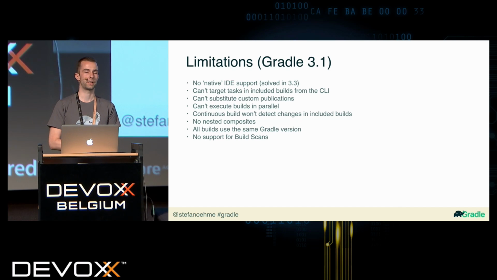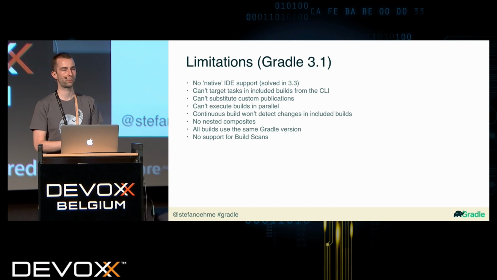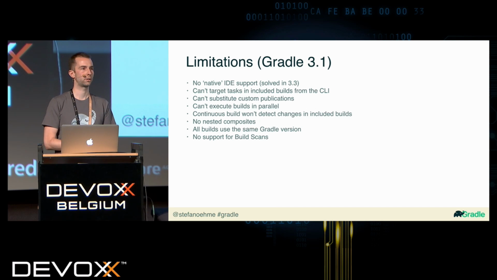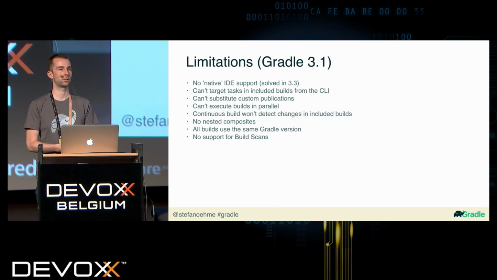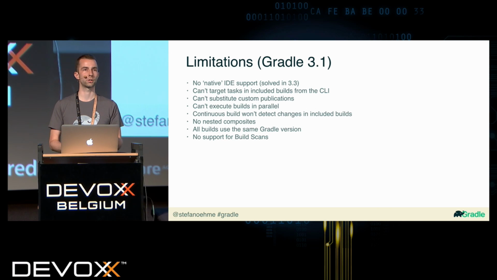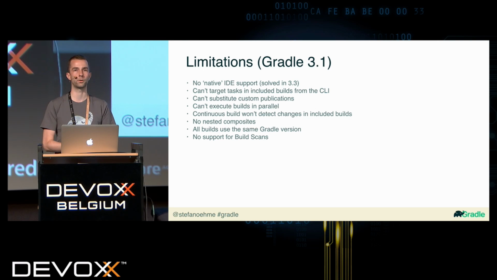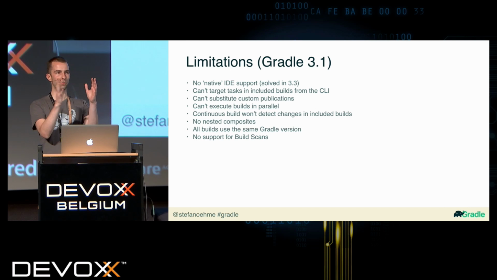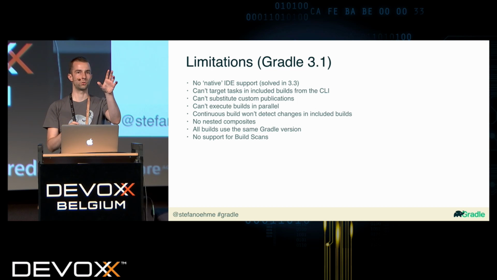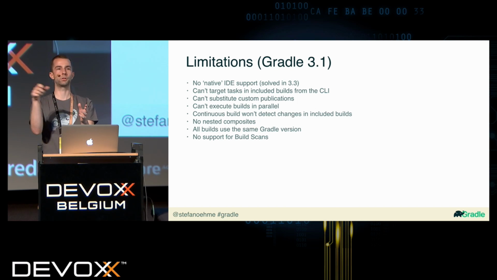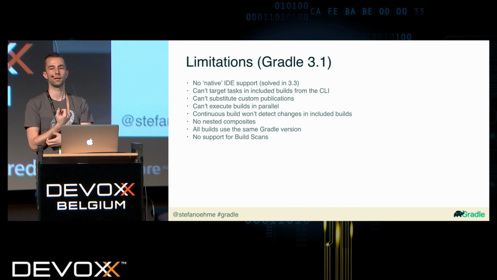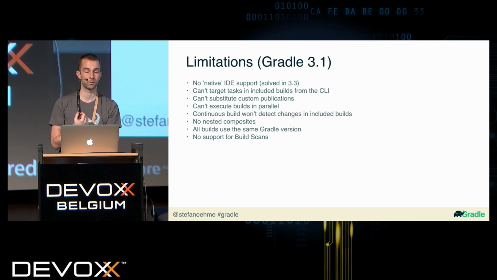There are some limitations currently, some of which we've already addressed. So the biggest limitation in Gradle 3.1 was the missing IDE support. You couldn't import composites into Buildship or IntelliJ. This has been fixed in Gradle 3.3, which is going to go out in mid-December. You currently cannot target tasks in included builds. So when I have a root build and I include my app and my utils, I can target tasks in the root build, but I cannot say my utils build from the command line. This is a feature that we'll add in the future, definitely.